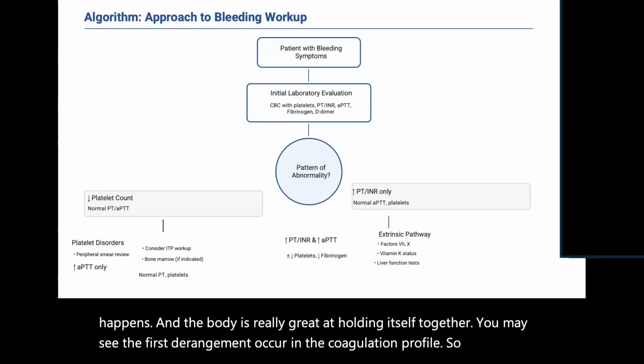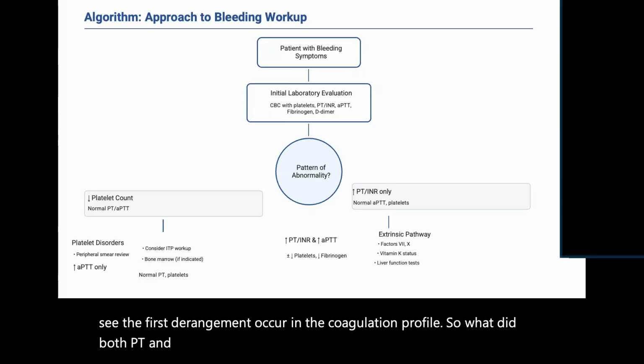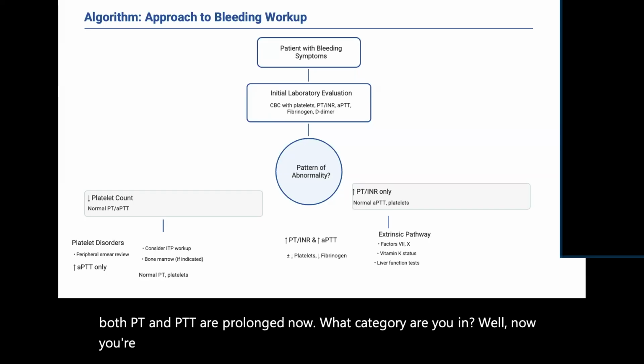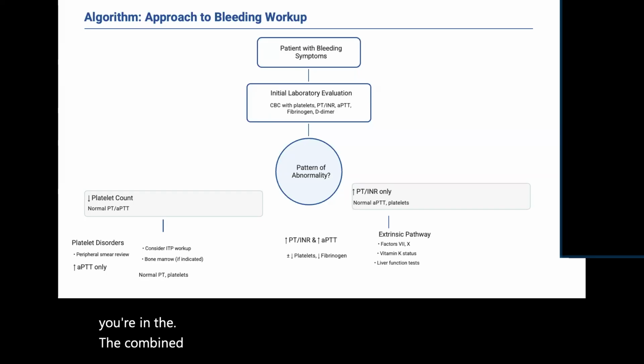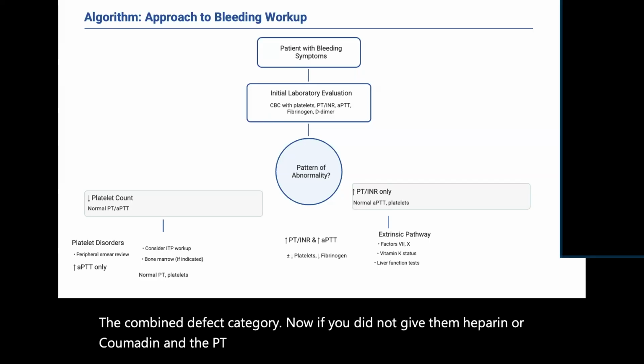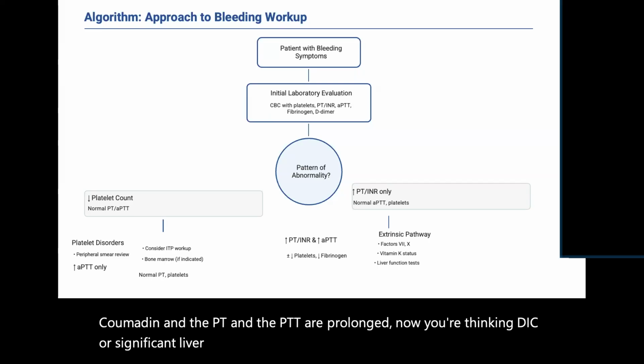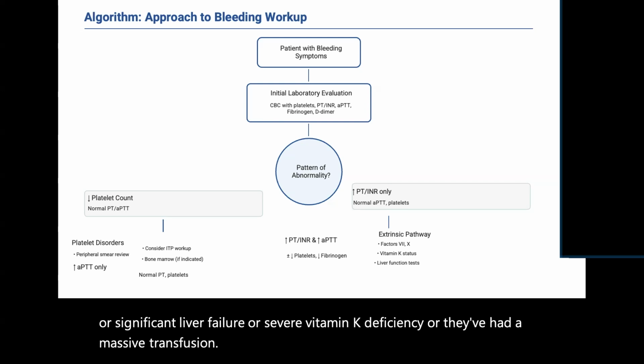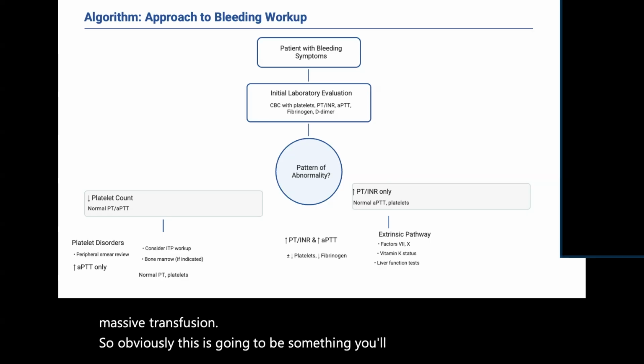So what if both PT and PTT are prolonged? Now what category are you in? Well, now you're in the combined defect category. Now, if you did not give them heparin or Coumadin and the PT and the PTT are prolonged, now you're thinking DIC or significant liver failure or severe vitamin K deficiency, or they've had a massive transfusion. So obviously this is going to be something you'll generally see in the acute care setting.